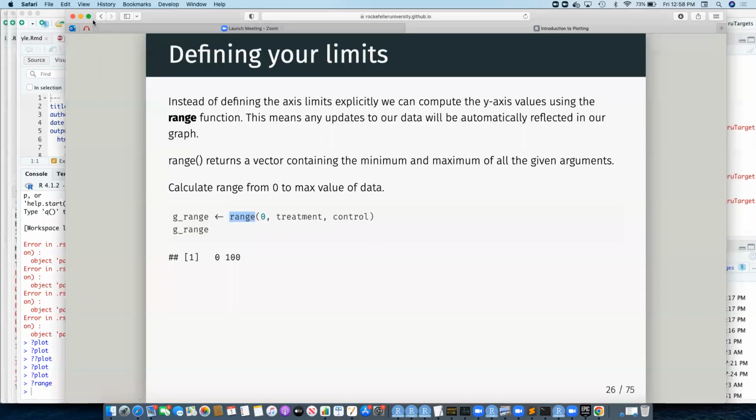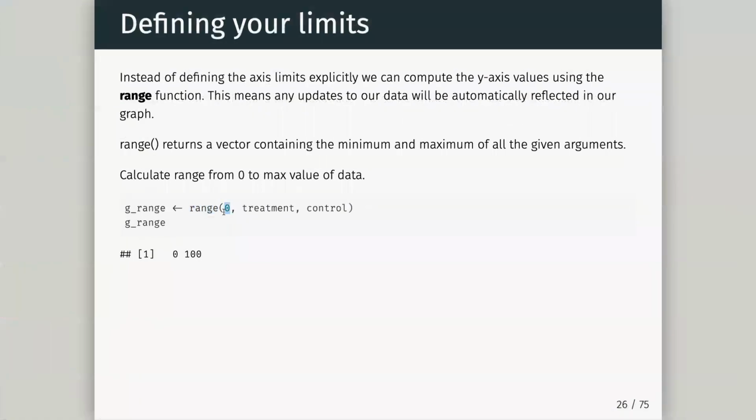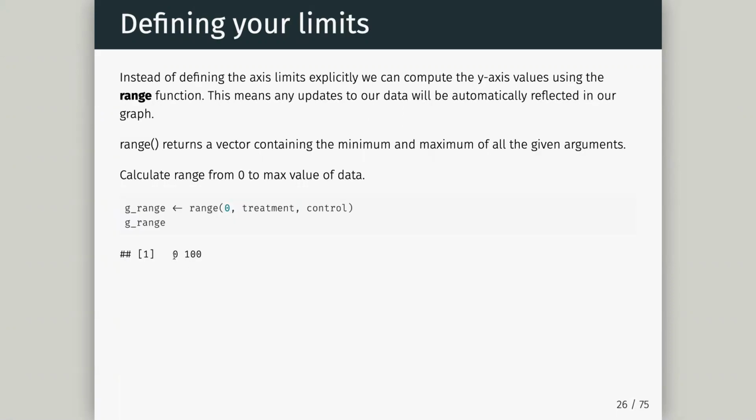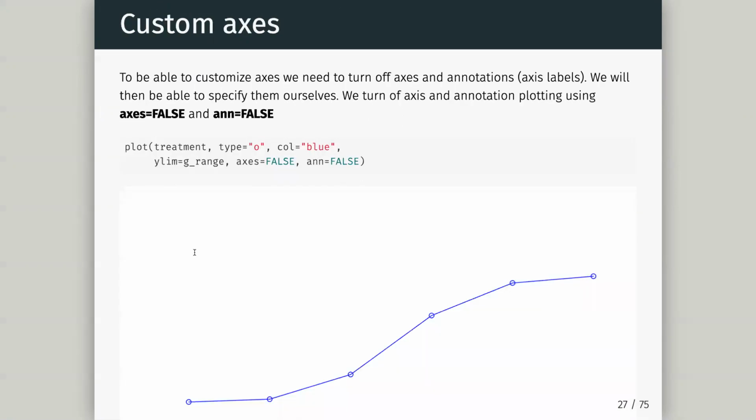In this case, I know that I want the minimum of my plot to be 0. So I'm going to give the value 0. And then I'm going to give it my treatment vector and my control vector, separated by commas. Then this function will return the minimum value in my vectors and the maximum. So I can get 0, 100 more programmatically than having to look at my actual vectors and find out the minimum. You can also see that the range is a minimum and maximum, which is perfect for the input to the ylim parameter.